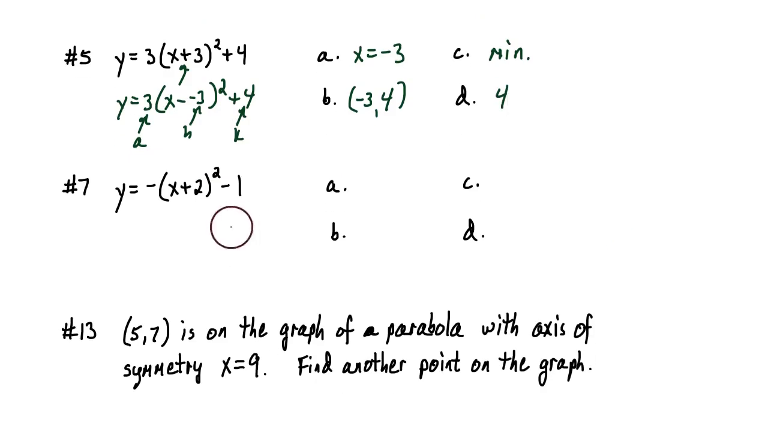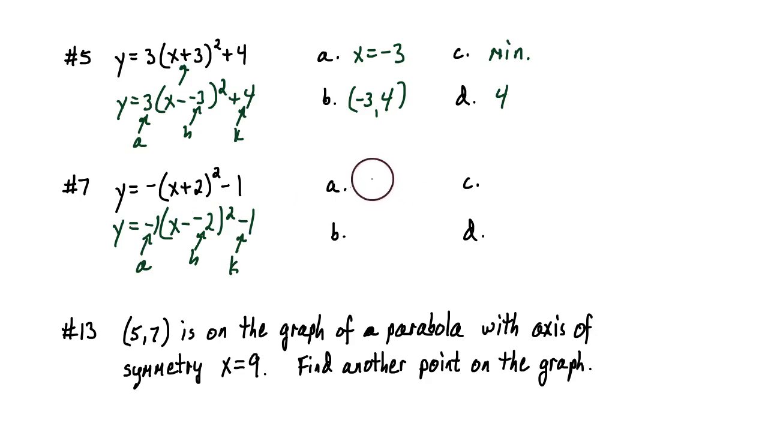Question 7. We have the same problem with our equation. We don't have the minus sign in there that we need. So let's rewrite this as y equals negative, and then x minus negative 2. Now we can see that the value of h is negative 2, the value of k is negative 1, and the value of a is also negative 1.